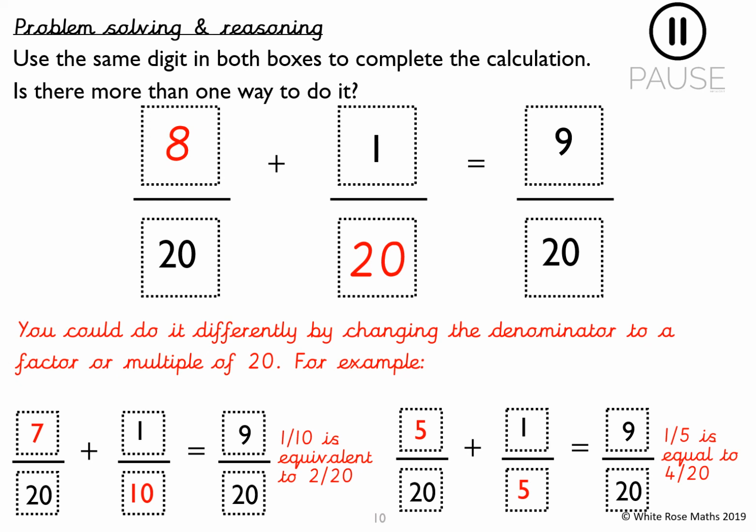I've just realised that it says use the same digit in both boxes to complete the calculation. So that's the answer then, it's the 5 one. So the answer is 5 20ths plus 1/5. So although the other two work, the only actual answer is the 5 20ths plus 1/5. So that's me not reading the question properly, so you can have 1 point for that year 6. Okay, nearly done.